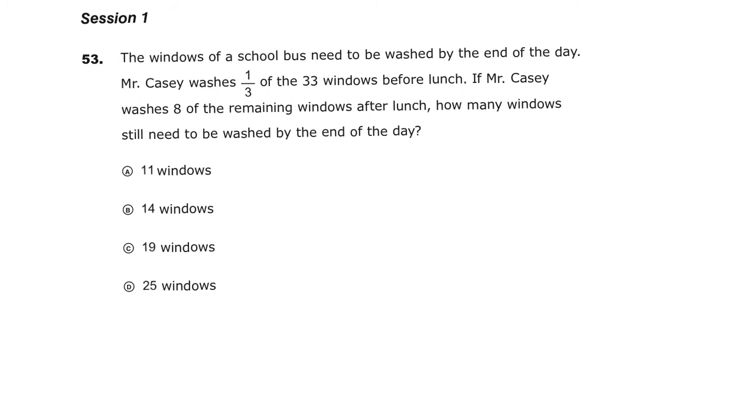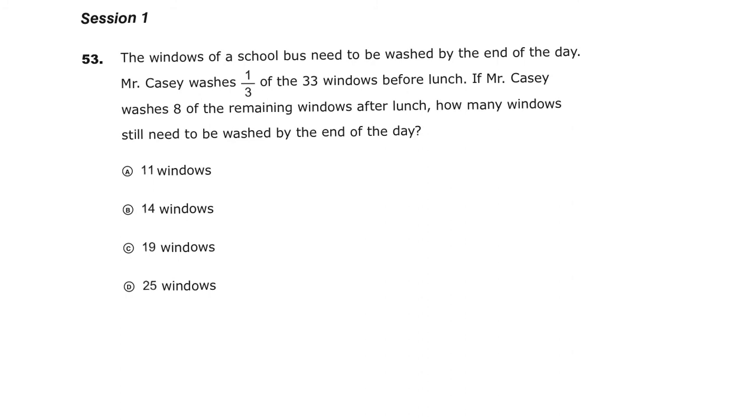The windows of a school bus need to be washed by the end of the day. Mr. Casey washes 1/3 of the 33 windows before lunch. If Mr. Casey washes 8 of the remaining windows after lunch, how many windows will still need to be washed by the end of the day? Another multi-step problem. Keelan, you seem to like these.